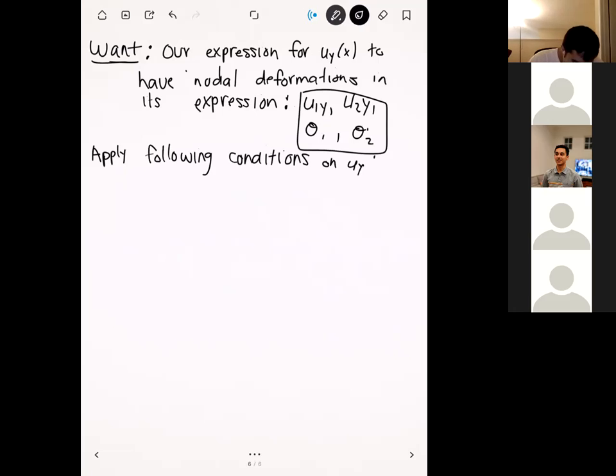And so basically we're going to require that if we plug in x is equal to 0 into UI, then what we get is the first nodal displacement, okay? And so if we evaluate UI at x is equal to 0, we should get U1y, okay? And then if we evaluate the function at x is equal to L, remember this is the right side of the beam, what we should get from this is U2y, okay? Which is the nodal displacement on the right side of the beam, okay? And so that's how we get our 2 nodal displacements.